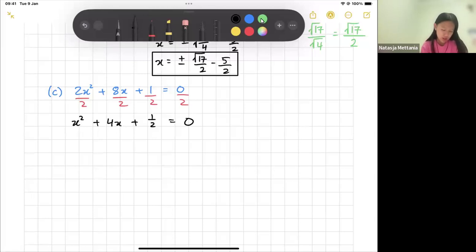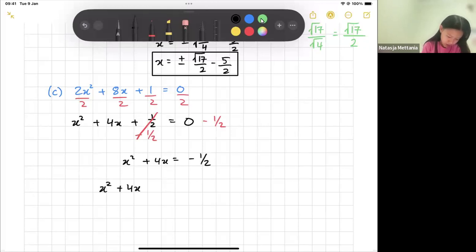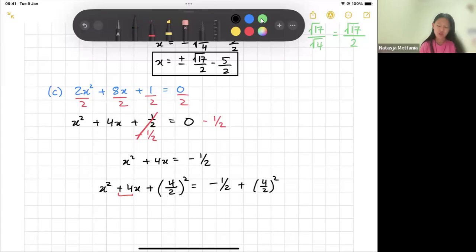All right, do the exact same thing. Move that positive half to the other side. Do the opposite of what you need to do. I'm now left with x squared plus 4x equals -1/2. Now from here on out, complete the square. x squared plus 4x plus the number that I'm halving and squaring, which is this 4. So I'm going 4, halve it, square it. What I do to one side, I have to do to the other. Just like so.